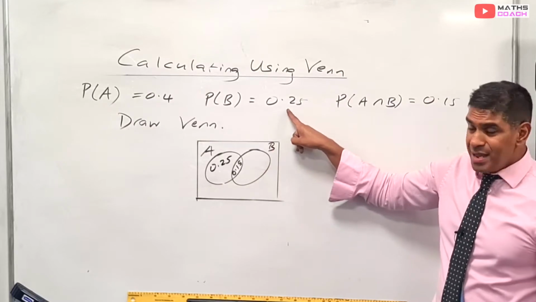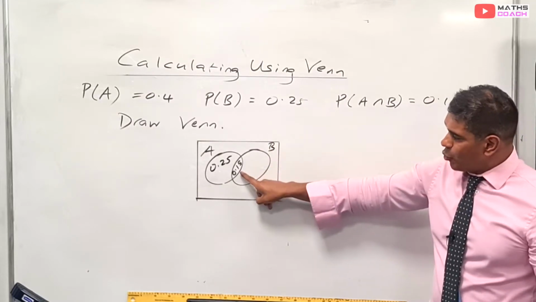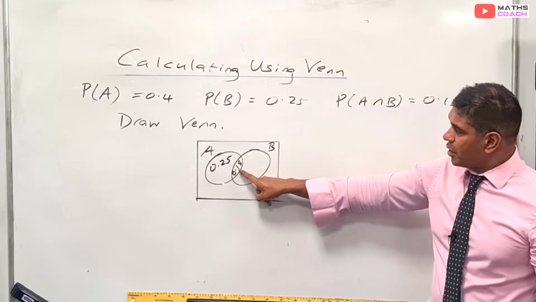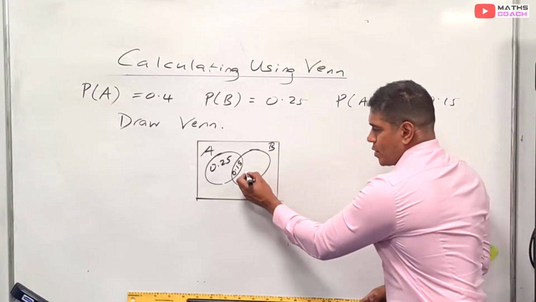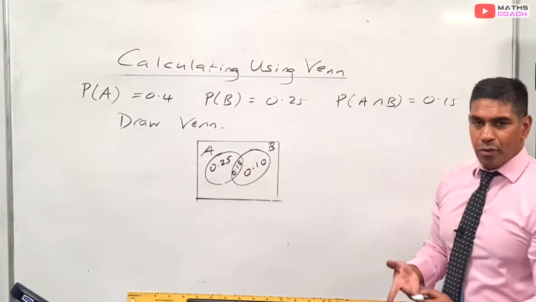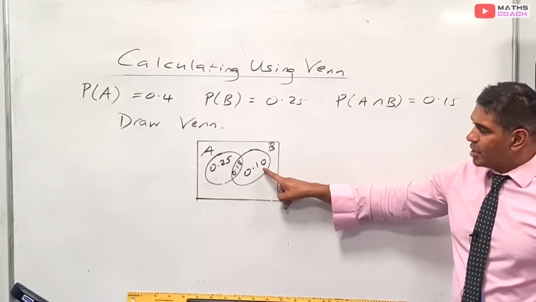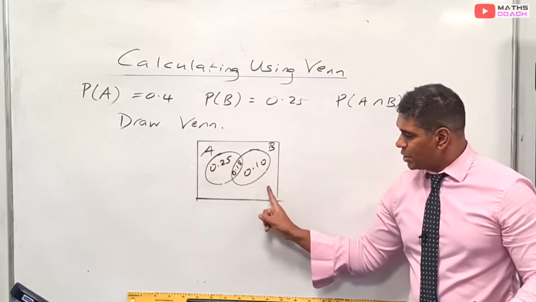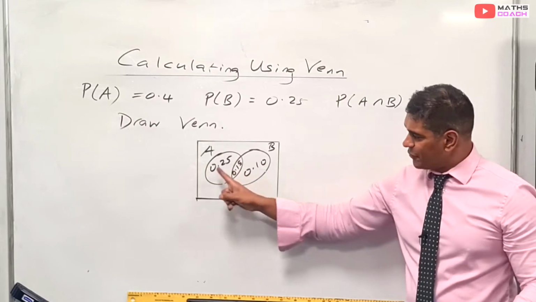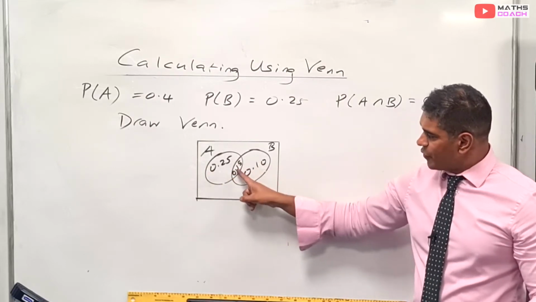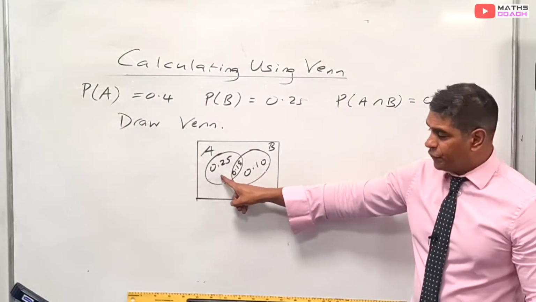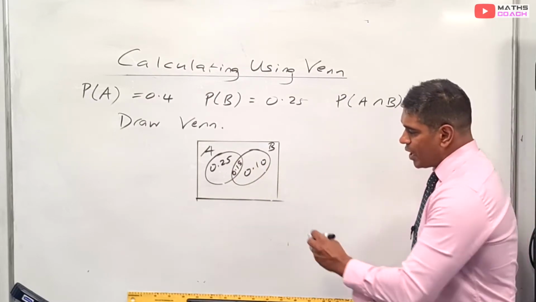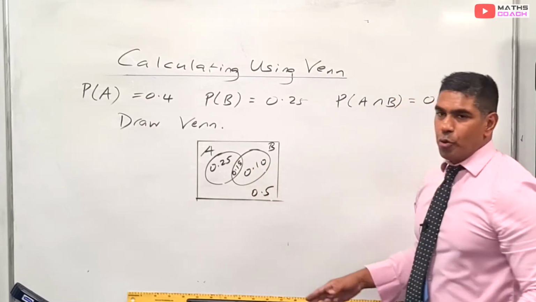Likewise, all of B is 0.25. Well, I've got 0.15 so far, so to make up the rest, we have a 0.1 or 0.10. Now, as you know from GCSE, a Venn diagram is not complete until you've found the other number here. So if you add these up, you get 0.25 plus 0.15, which is 0.4. Add the 0.1 is 0.5, so we're left with a 0.5.